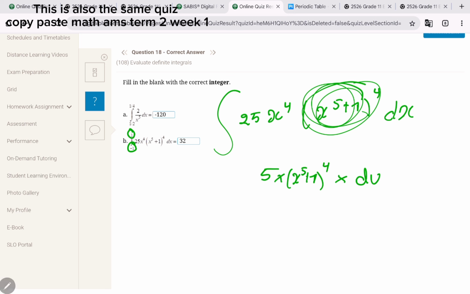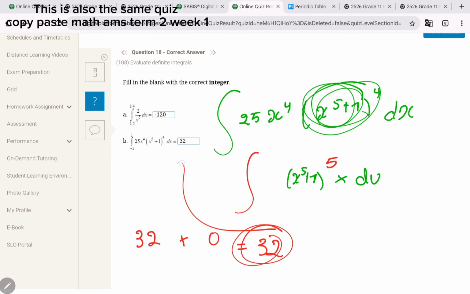So this becomes 4 plus 1, 5, and then this becomes over 4 plus 1, which is 5. So 5 and 5 cancel. And now I'm left with (x^5 plus 1) to the power of 5. So when I substitute, I will get 2 to the power of 5, which is 32, plus 0 to the power of 5, which is 0. So 32 plus 0, this would give me my answer to be what? To be 32. So my answer is 32.